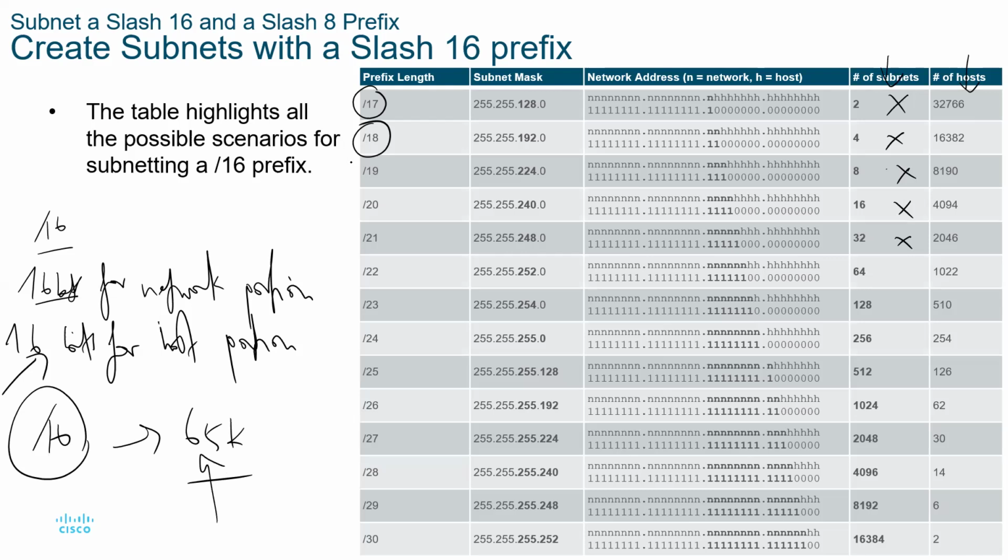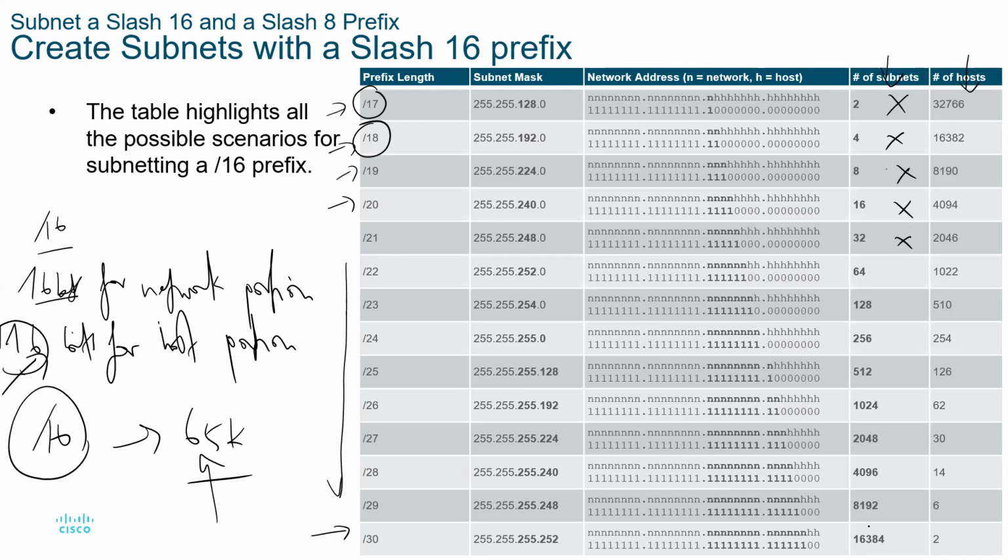So if I borrow 1, I get a /17, /18, 2, 3, 4, up until you can borrow up to 15, 16. You cannot borrow 16. If you borrow 16 bits from the host portion, you are left with no bits to use for your host. So you can borrow up to 14. You can borrow 14 bits, and if you borrow 14 bits, you get a /30.